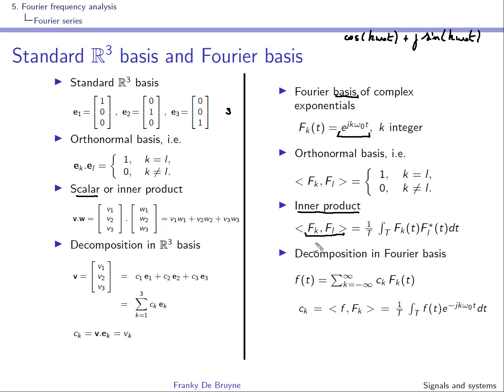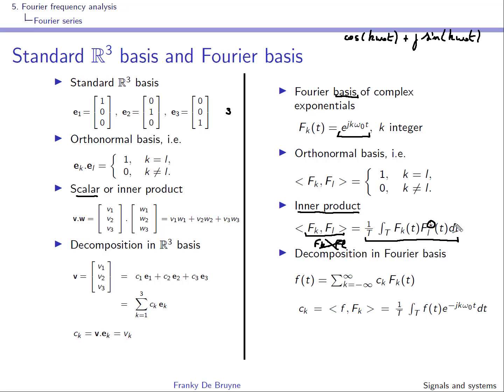Okay, it's not written as fk dot fl. This is not the right notation, but here you have the inner product of fk and fl, and it is defined like this. Where here this is the complex conjugate. So this is going to play the role of scalar products, just as here we also had a scalar product.